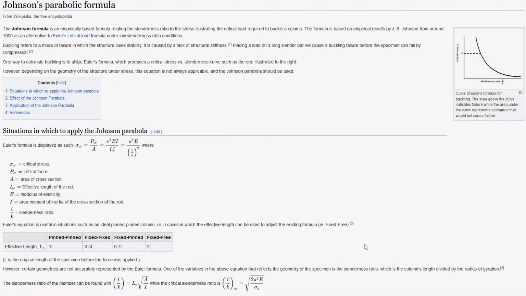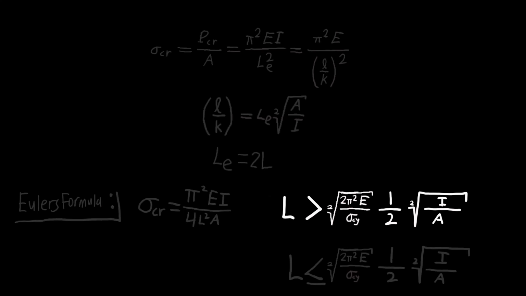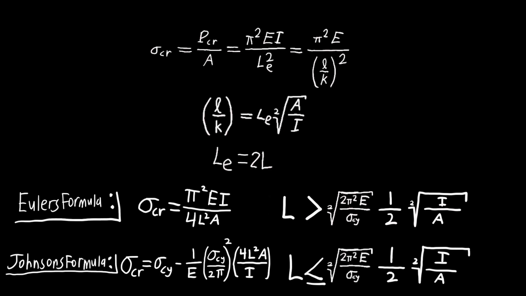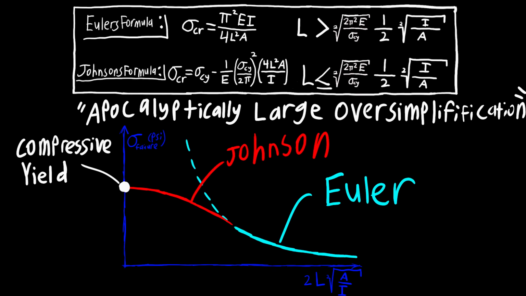Well, according to this Wikipedia page, you basically have to use Euler's formula if your slenderness ratio is over this value, and then use Johnson's formula if your slenderness ratio is under that value. This is an apocalyptically large oversimplification of what you should actually be doing, though.